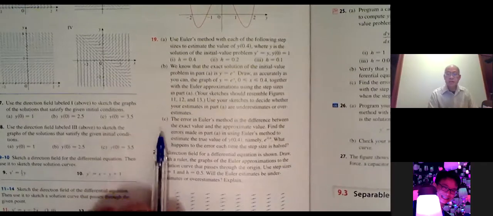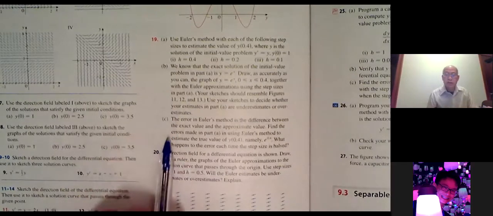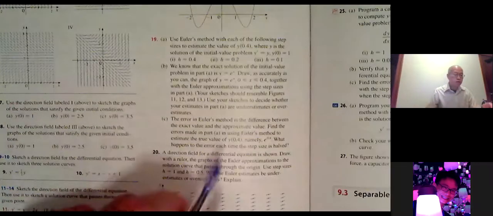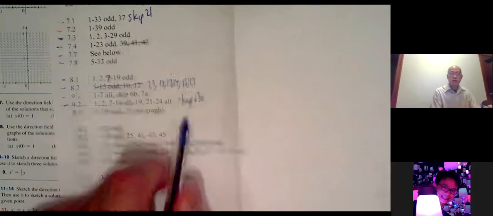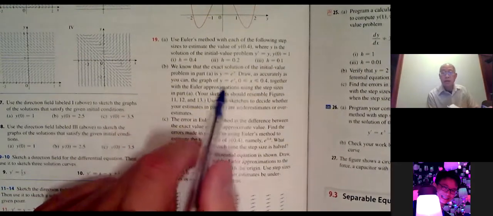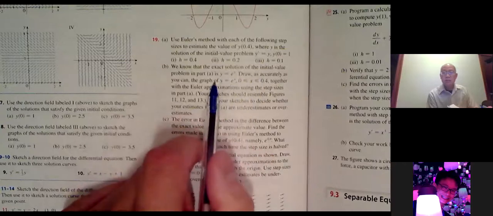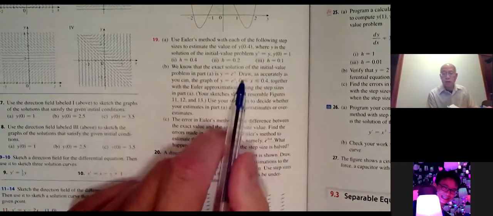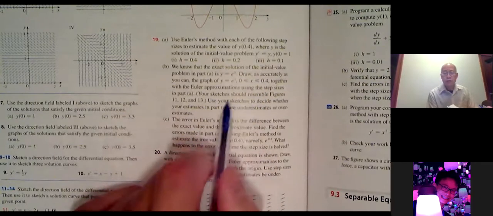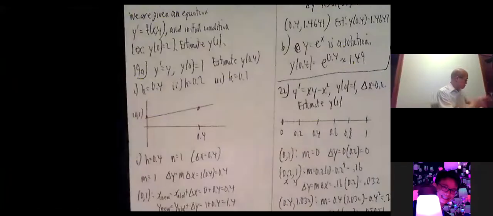All right, and let's see, I'm saying we're going to do B, but let's not worry about C. So let's skip 19C. We'll do B, at least part of it. Yeah, we're not going to draw anything either. So even for 19B, we're not going to worry about drawing stuff. We'll just compare our answers.